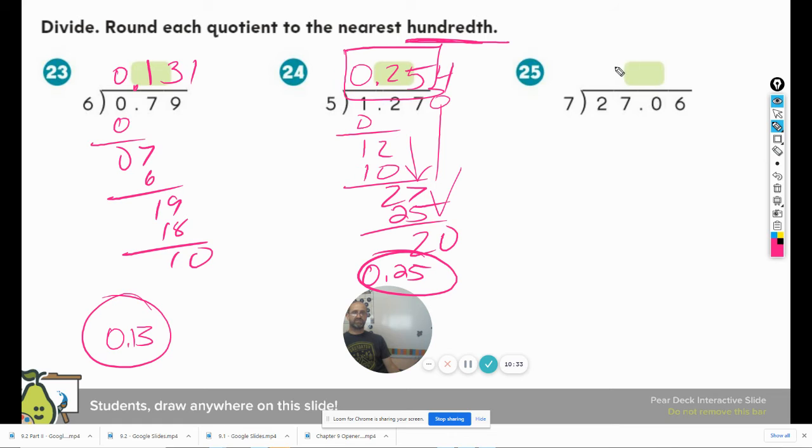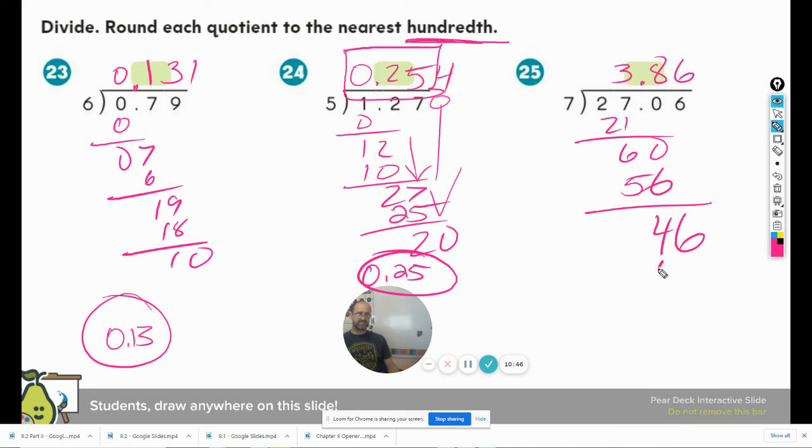Finally, 7 goes into 27 3 times. 21. 7 goes into 68 times. Down to 6. 7 goes into 46 6 times. 6 times 7 is 42. I get a 4. Down to 0. 7 goes into 45 times, and I stop.